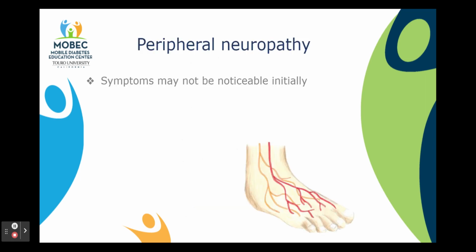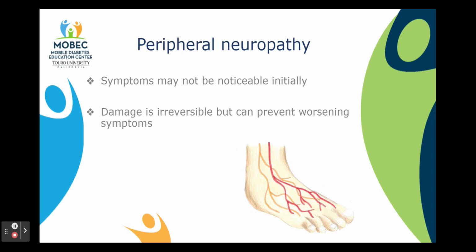The symptoms may be gradual, where you don't notice any symptoms at the beginning, so it's important to see a physician regularly. Once you start having symptoms from diabetic neuropathy, the damage can't be reversed, but you can prevent it from worsening.